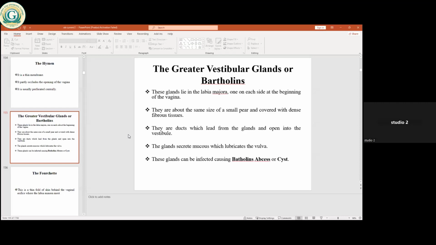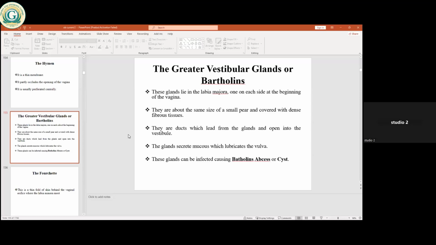The glands produce secretions. They are about the same size as a small pea and are covered with dense fibrous tissue. The duct leads from the glands and opens into the vestibule. What is their function? Anytime we meet a structure, I want you to take note that it is the function of the structure you should be interested in. The glands secrete mucus, which lubricates the vulva.